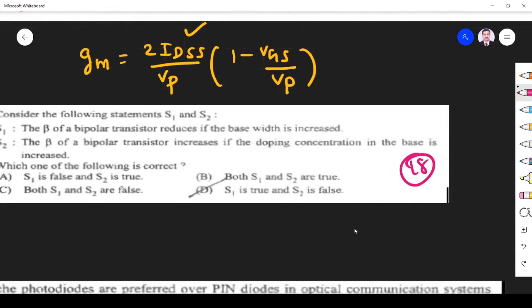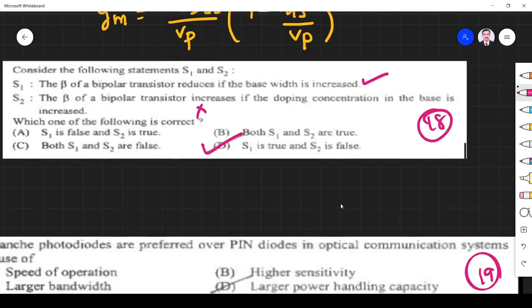Next question. The beta of a transistor reduces if the base width is increased. The beta of a transistor increases if the doping concentration in the base is increased. So beta is the common emitter current gain. Common emitter current gain will increase if the base width is increased, is true. Next, beta increases if the doping concentration in the base increases. No, that is false. So 1 is true, 2 is correct, right? So that is very important.